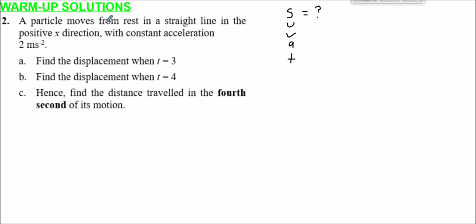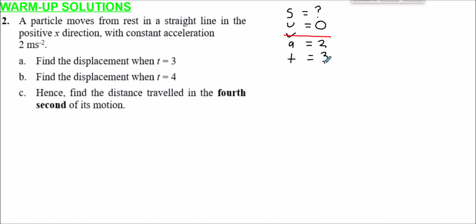It moves from rest, and so the initial speed u is 0. We're not told the final speed v, nor are we asked to find the final speed, so we don't know it, nor do we care about it. And so we can just put a line through v, because we're not interested in it in any way, shape or form. The acceleration, however, is 2 meters per second squared, and the time is 3.